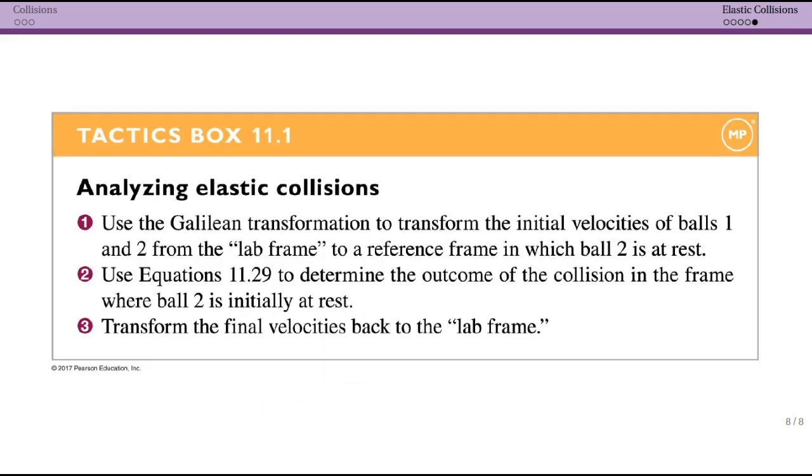So what is our overall tactic when analyzing elastic collisions? First, you must have ball 2 be at rest if you just want to use the equations that have already been provided to you. You can always rederive them if you want to deal with a different situation, but it's going to be a lot of algebra. So what's recommended is you use the Galilean transformations, you transform to a different reference frame where ball 2 is at rest. Then you get to plug stuff into the elastic equations now that ball 2 is at rest. And then after you get your final velocities, you transform back into the lab frame.